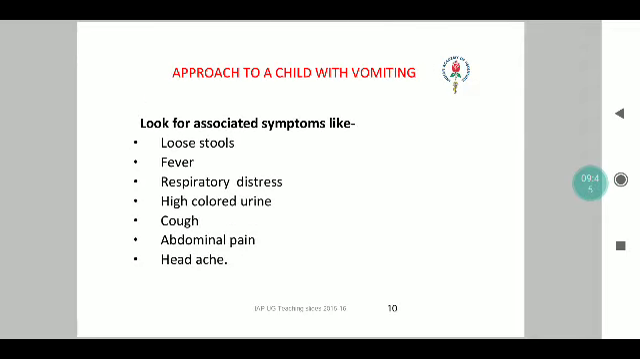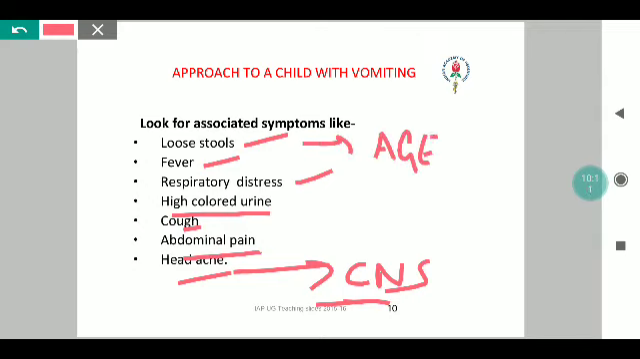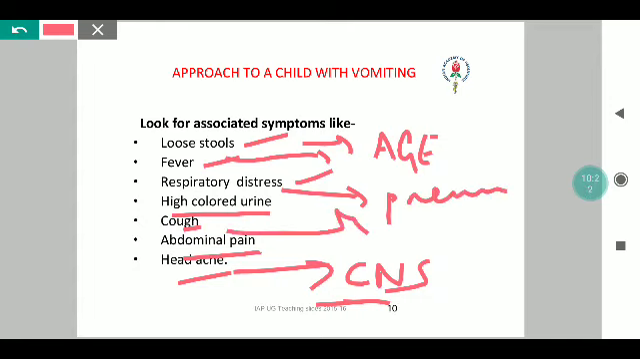Now, like I mentioned, vomiting is a complaint and is often associated with other complaints. The other complaints to be asked include loose stools, fever, respiratory distress, color of urine, whether presence of cough is there or not, the presence of other complaints such as abdominal pain or headache. Headache with vomiting is always suggestive of a CNS cause of vomiting. Presence of loose stools with vomiting can be suggestive of a gastroenteritis. Presence of fever with vomiting can also be a part of gastroenteritis, and respiratory distress associated with vomiting can be a pneumonia with secondary vomiting as a result of post-tussive. Cough also goes in the same favor, whereas a high colored urine is suggestive more of a UTI.